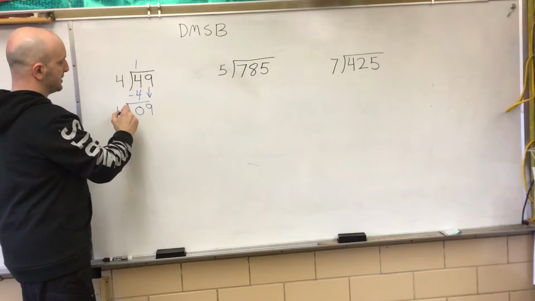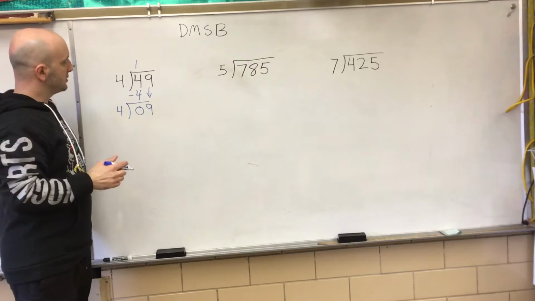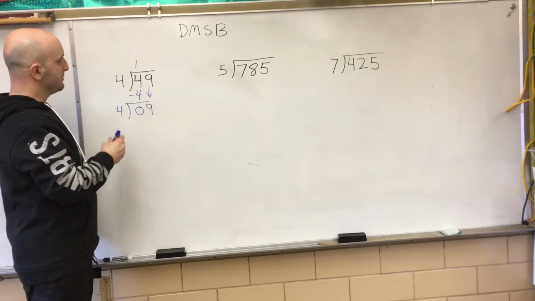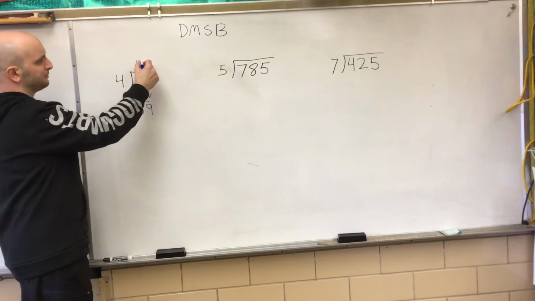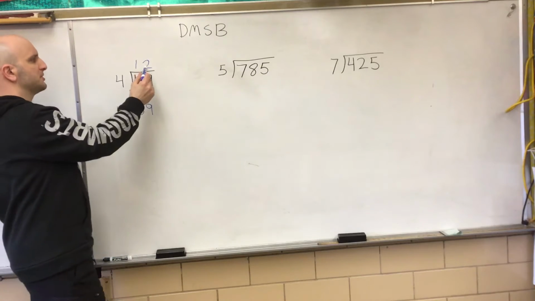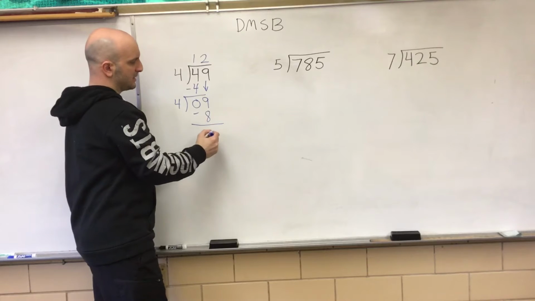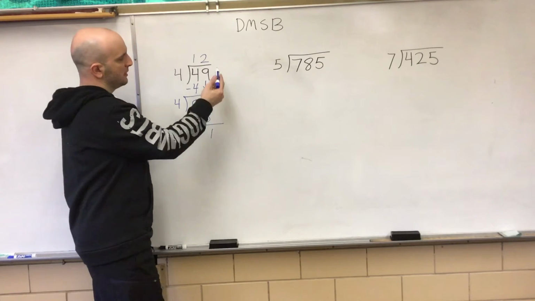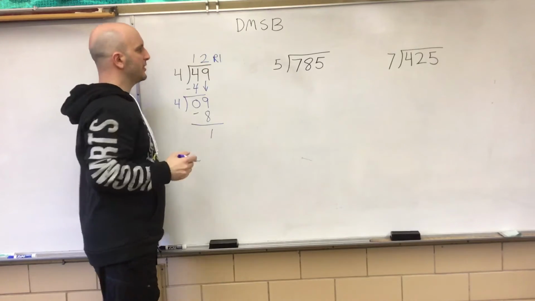Now we repeat our process. Sometimes I draw a number there, a divisor there, to remind you that we are dividing again. We're going back to our D step. 9 divided by 4. How many 4s are there in 9? There are 2. Multiply. 2 times 4 is 8. Subtract. We get 1. There's nothing else to bring down. This 1 becomes our remainder.